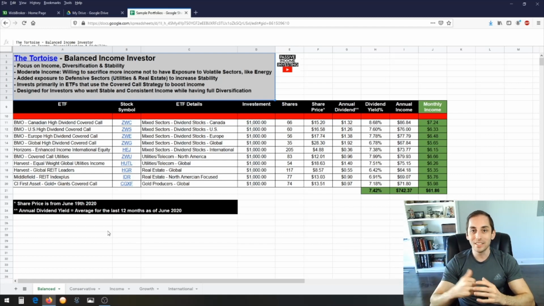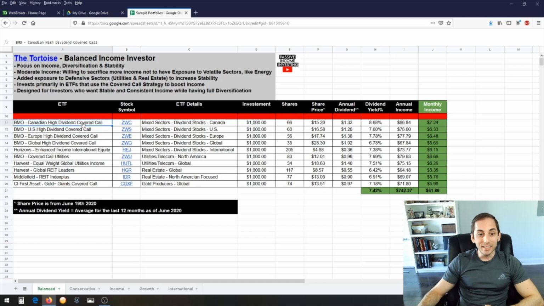Sectors like utilities and real estate, and when I say real estate, especially residential and industrial real estate, which is safer than retail and commercial. So this increases stability overall. So you're investing primarily in ETFs that use the covered call strategy. This boosts income and lowers volatility. So this profile is really designed for investors who want stable and consistent income while having full diversification as well.